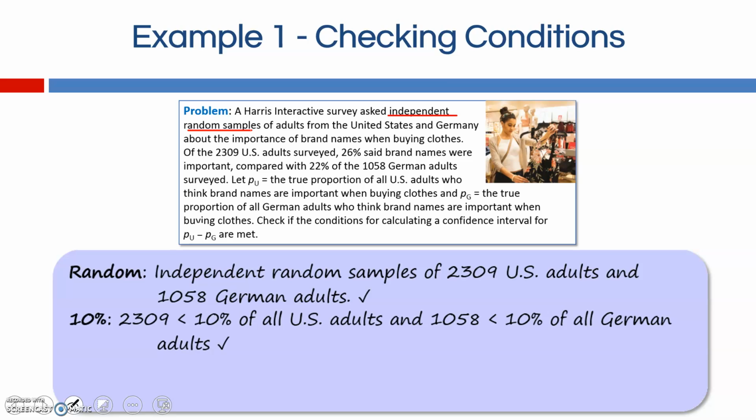Now, since we are sampling without replacement, we've got to check the 10% condition. And as you know, 2,309 US adults is definitely less than 10% of all US adults. There are probably 100 to 200 million US adults in the country. Way less than 10%. Totally fine on that. And likewise, there are a lot of adults in Germany, millions. 1,058 is definitely less than 10% of all German adults. So that part of the condition works out.